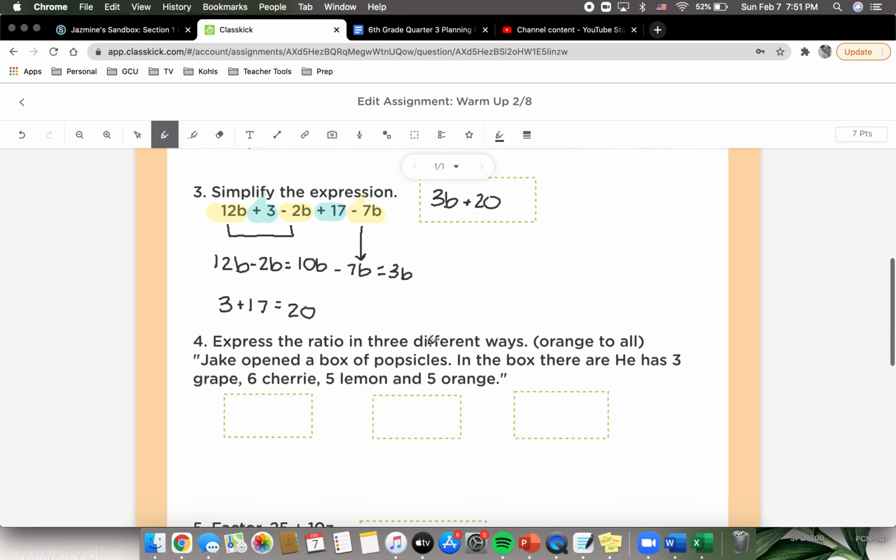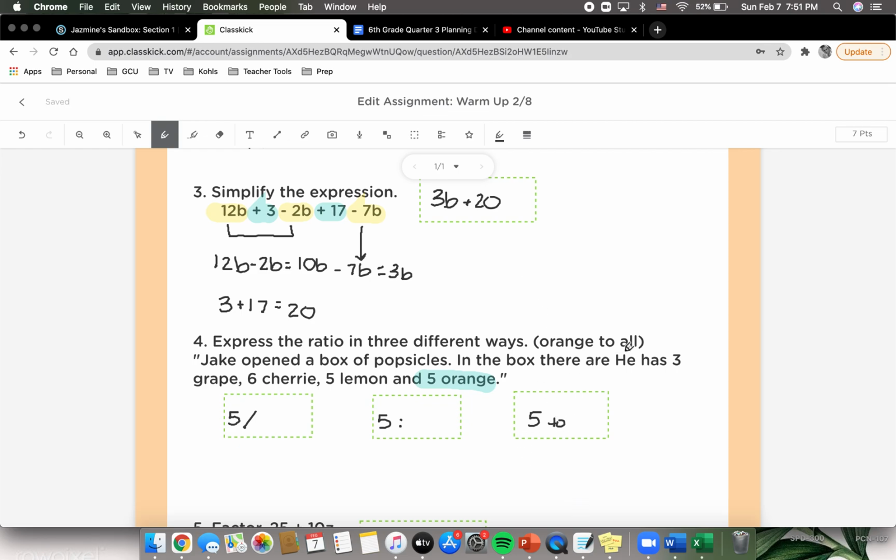Looking at number 4, it says express the ratio in 3 different ways, oranges to all. Jack opened a box of popsicles. In the box there are 3 grape, 6 cherry, 5 lemon, and 5 orange. So looking at this, we want to know orange to all. We know there are 5 orange, so we're going to write 5 in all of these. We can write it as a fraction, a colon, and with the word 'to'.